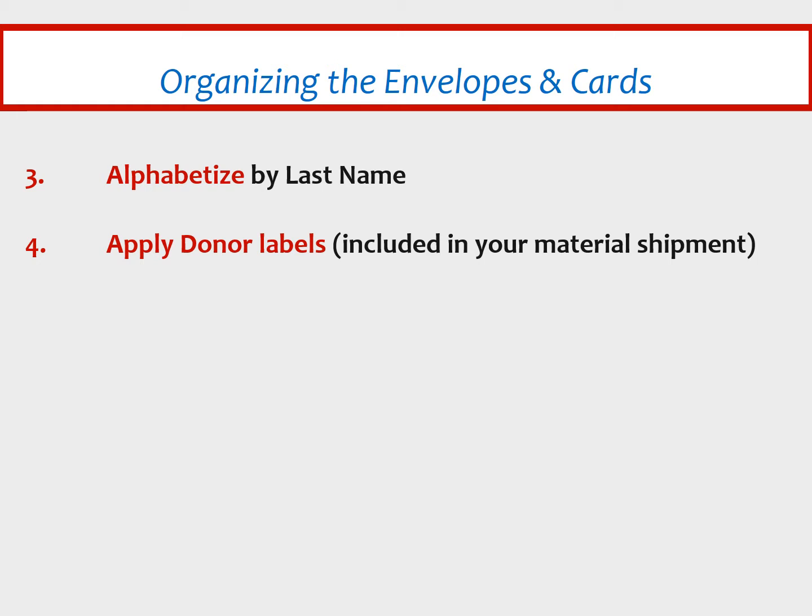Number 4, apply donor labels included in your material shipment. If you use your own labels, make sure the ACID is included. If it's not, and you put your labels on all the envelopes in that packet, the entire packet will be set aside for research, thus delaying input and reporting. And also, if you see any difference between the label and what's written on the envelope, use a red pen for any corrections you want us to notice. And then lastly, if you need to write notes to us, use Post-its.